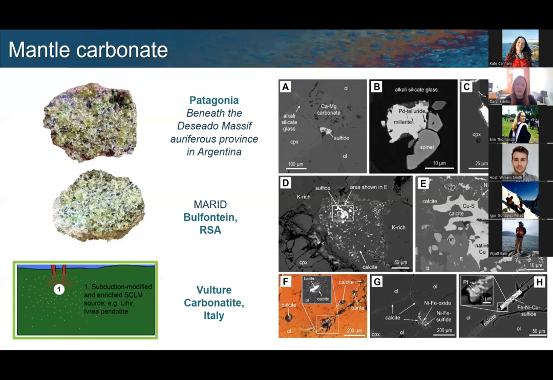And then the last example is Fen carbonatite. So these are xenoliths, the bottom image, sampled from the tuffs of this carbonatite. And again, we're seeing these rounded calcites, sulfides, and even barite phases. And these have all been used to suggest that we've got a metasomatically modified mantle.